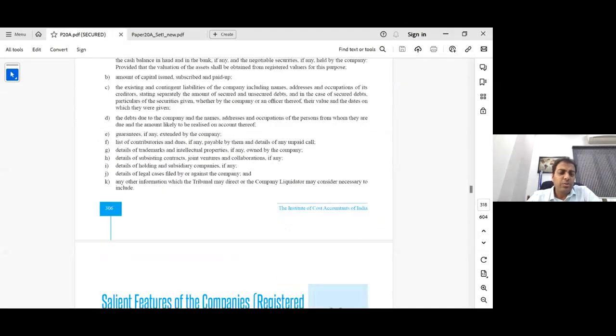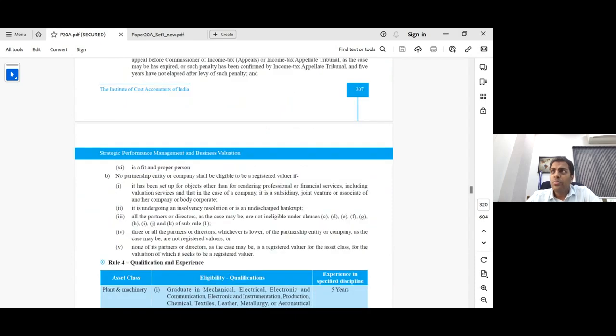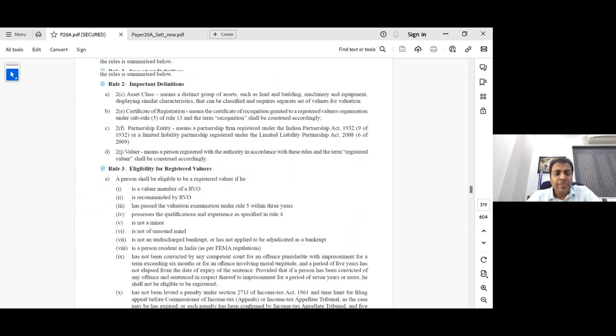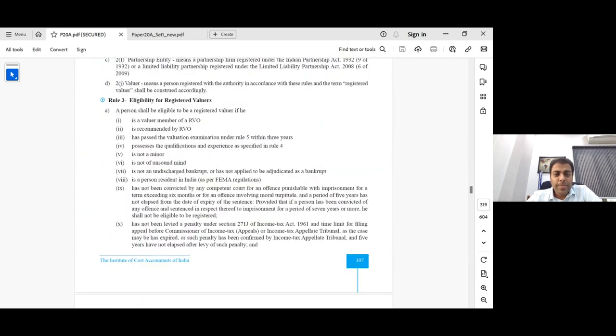So there's section 247, there's section 62, there's section 42, there's 192 and so on. So the different sections under which it is done. Then like I said, the salient features of companies registered valuer and valuation rules. So you read about that.